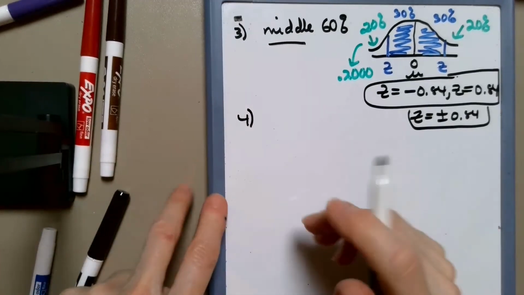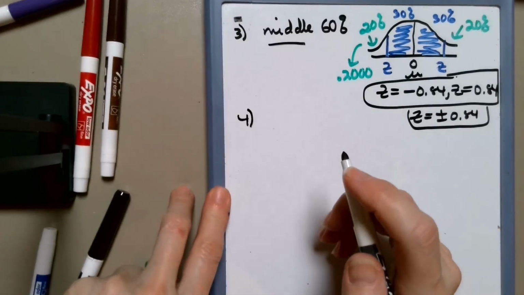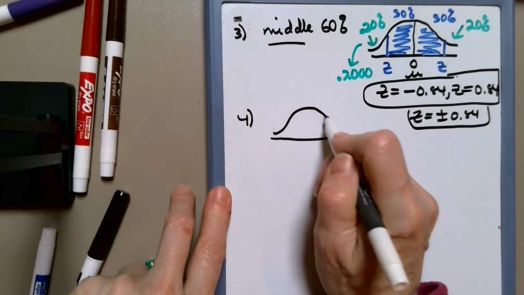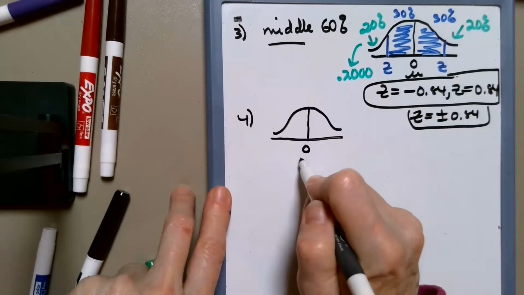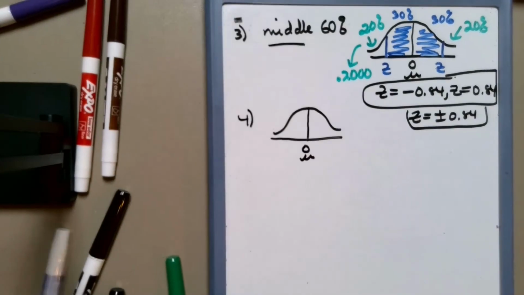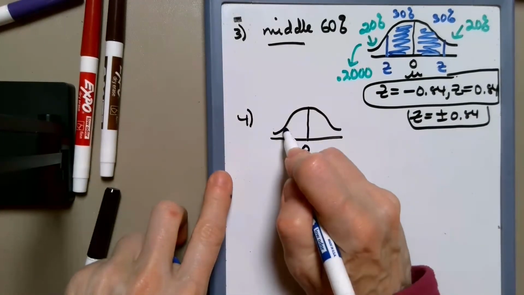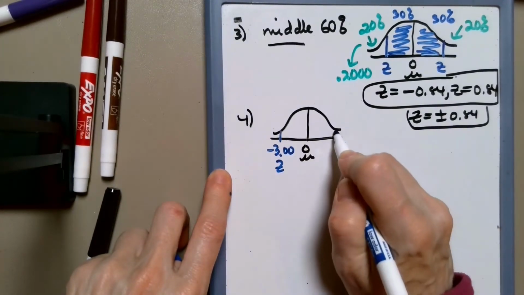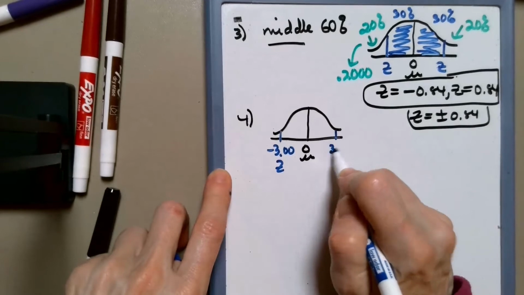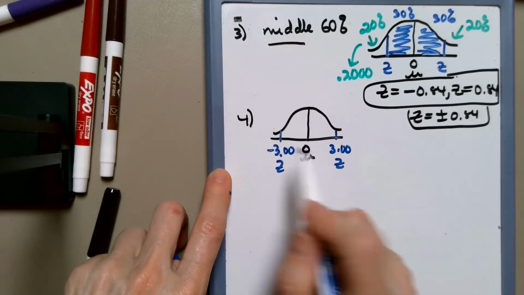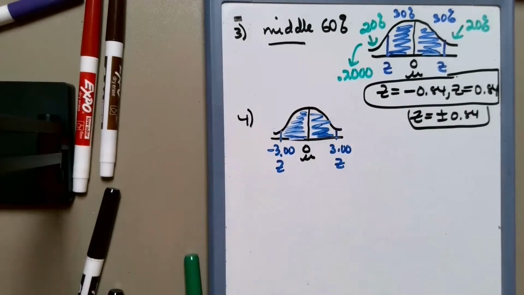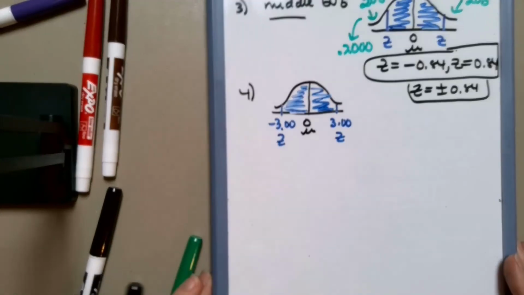Question 4 says, find the area under the normal curve that lies between the z values of negative 3.00 and positive 3.00. So let's draw the picture. Negative 3.00 is negative, so it lies to the left of the mean, very far to the left. And positive 3.00 is to the right of the mean, very far to the right. And we want the area between. There are actually a couple of different ways to do this problem that both give you the same answer, so it's your choice how you want to do it.